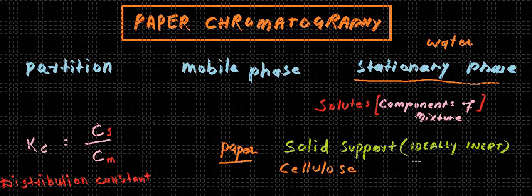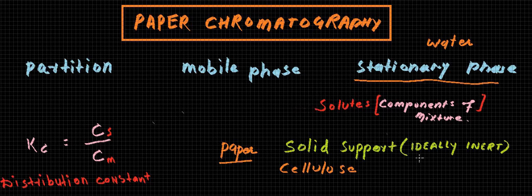And that solid support or cellulose is ideally inert in nature, so it will not take part in the separation process, but essentially the stationary phase and mobile phase will interact with the solute. But practically the solid support is not as inert as it ideally should be. There are evidences that the solid support, through adsorption or ion exchange, can also affect the process of separation to a certain extent, but theoretically it should be inert.